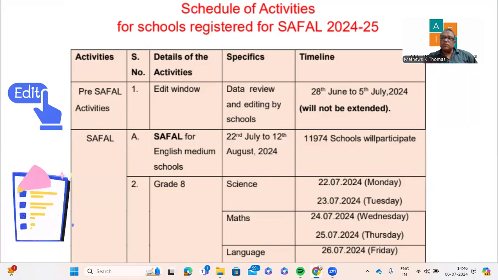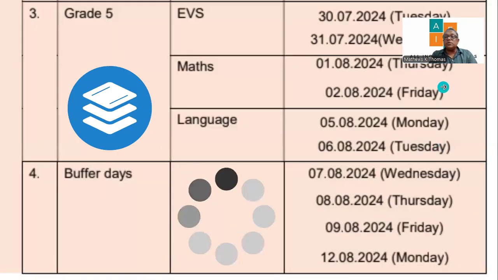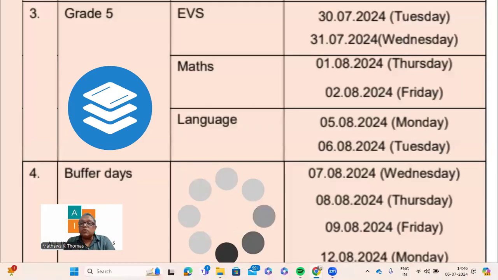And they have given dates for which subject is going to happen on which day. So science is going to happen on 22nd and 23rd of July. That is this month. And on 24th and 25th we are having maths, and languages we'll have on 26th July. So this is for grade 8, right? Similarly, we have a schedule for other classes. So here we have the schedule for grade 5, EVS happening on 30th July to 31st July. Maths is on 1st August and 2nd August, and the languages on 5th August and 6th August.